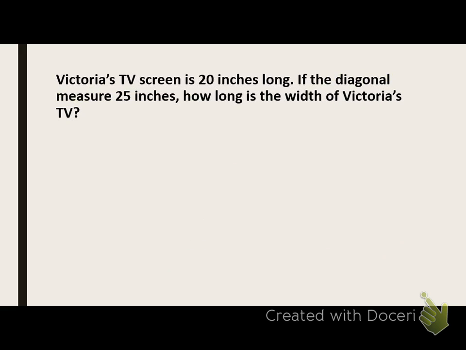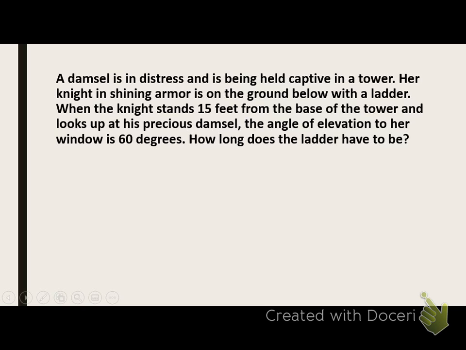The next one you're going to draw. A damsel is in distress and being held captive in a tower. Her knight in shining armor is on the ground below with a ladder. When the knight stands 15 feet from the base of the tower and looks up at his precious damsel, the angle of elevation to her window is 60 degrees. How long does the ladder have to be?